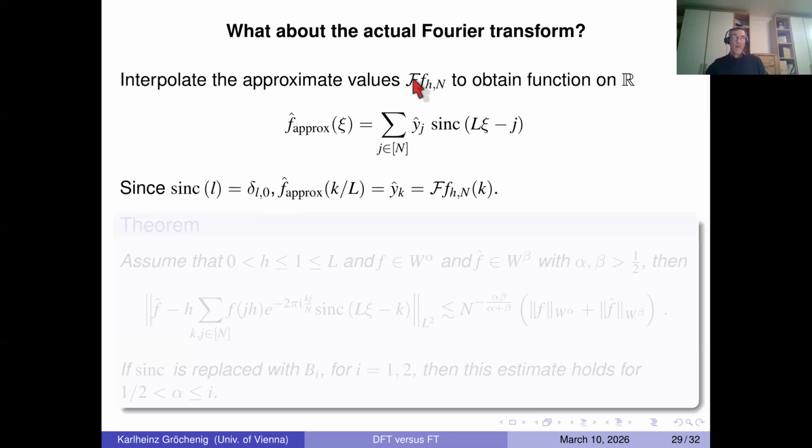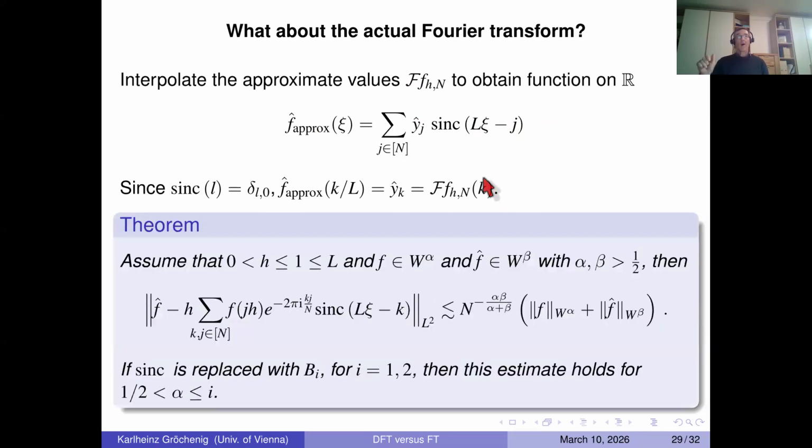So if you put the output of the numerical procedure as coefficients into a cardinal sine series, at k over L you get exactly the y_k, exactly the output of the algorithm. And the message now is: if you interpolate the output of the numerical procedure and compare to the actual Fourier transform, then the error in the L2 norm is exactly of the same order. We can put in the amalgam space norms, and we get exactly the same order.